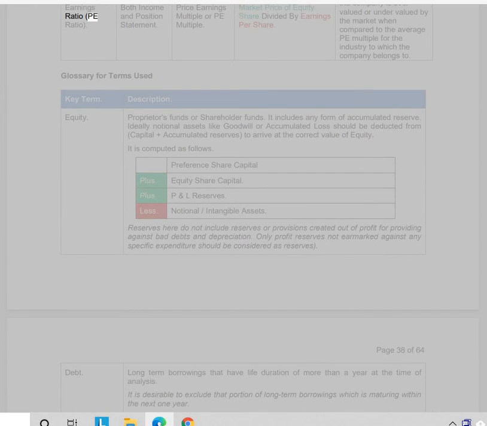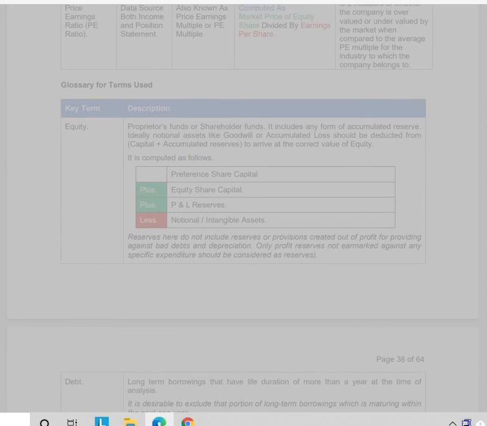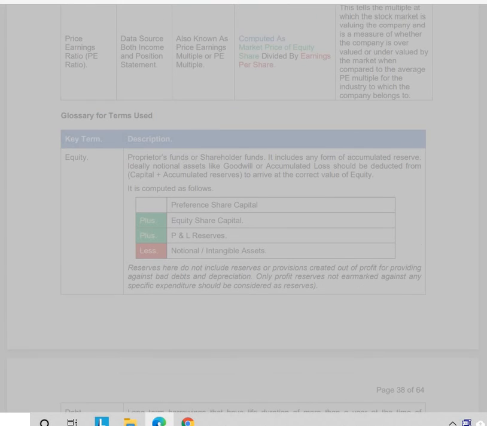Price-earnings ratio, PE ratio. Data source: both income and position statement. Also known as price-earnings multiple or PE multiple. Computed as market price of equity share divided by earnings per share. This tells the multiple at which the stock market is valuing the company, and is a measure of whether the company is overvalued or undervalued by the market, when compared to the average P/E multiple for the industry to which the company belongs. Glossary for terms used.